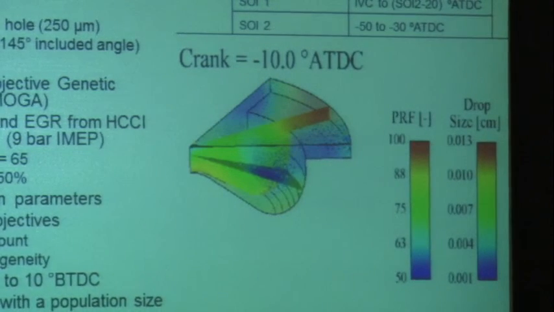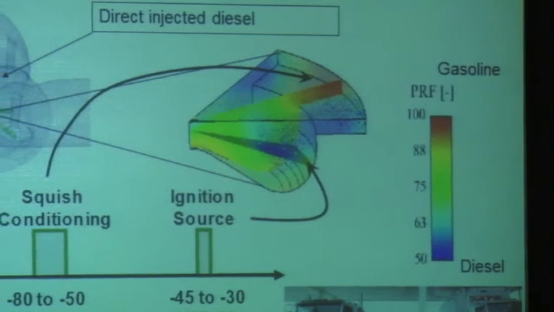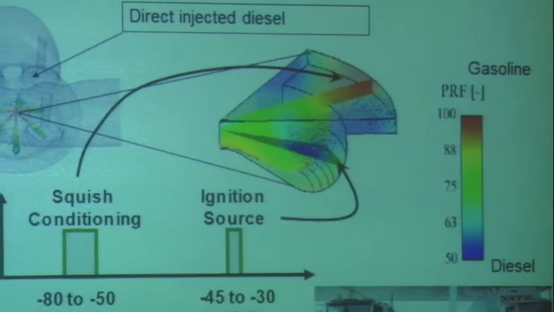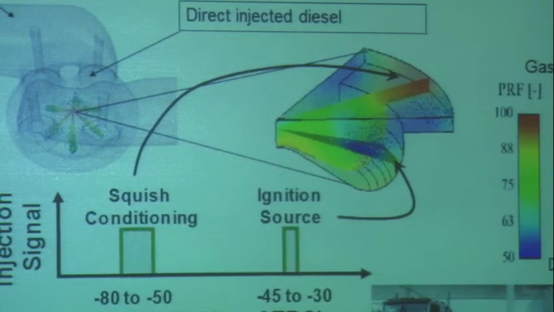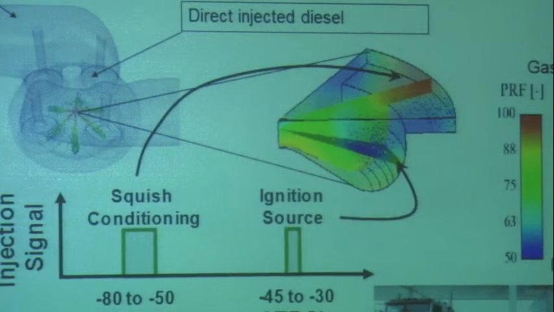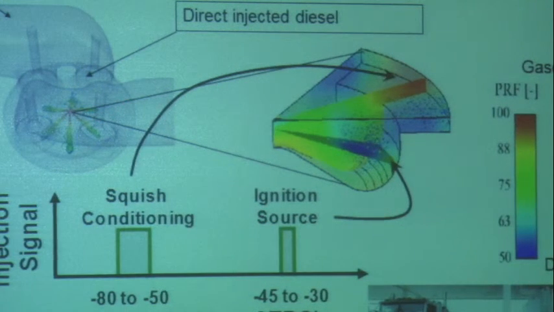So basically, the idea is you would have an engine that is fueled with gasoline, like in your spark ignition engine in your car, with a low-cost port fuel injector, and then direct injection of diesel fuel, just like in your diesel engine.